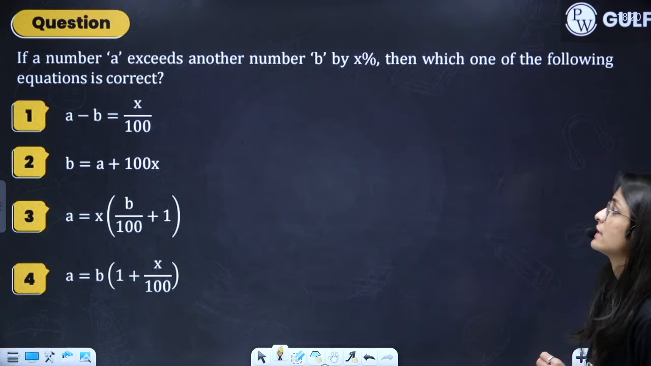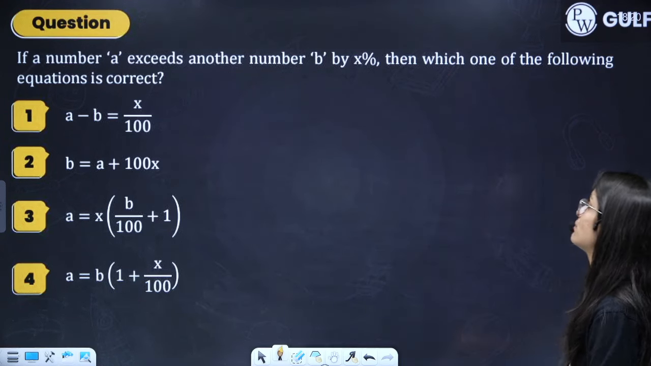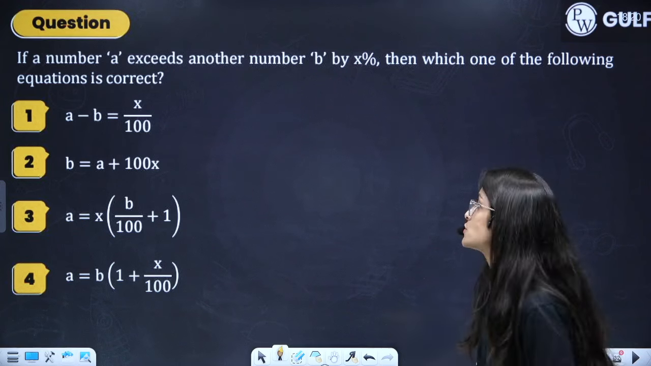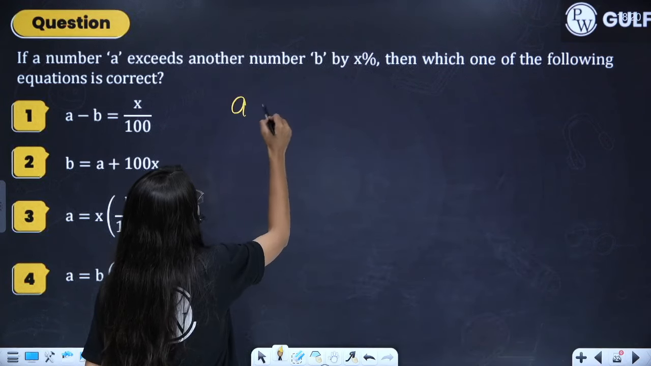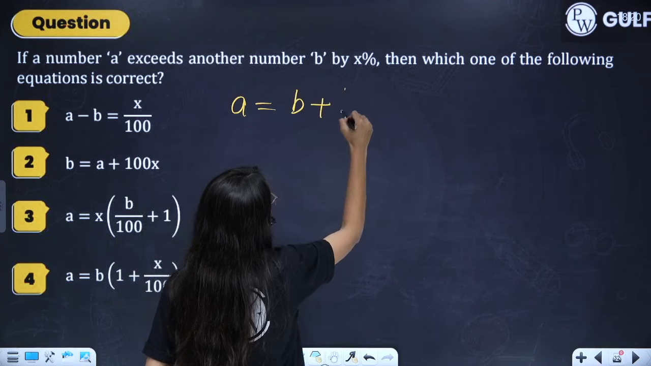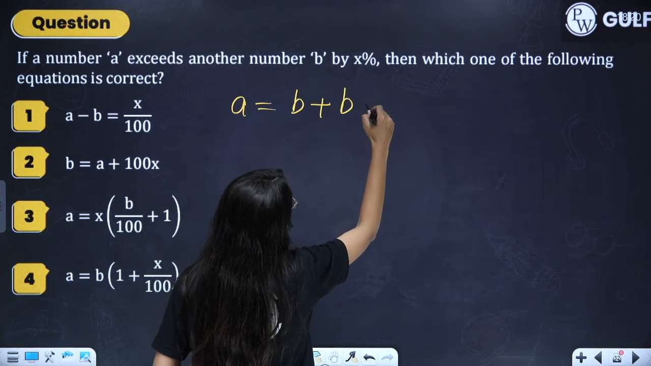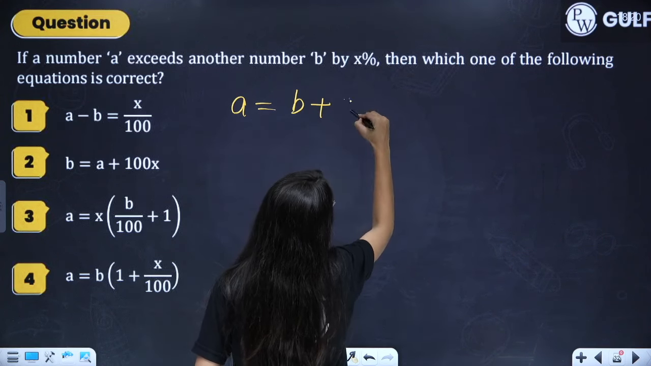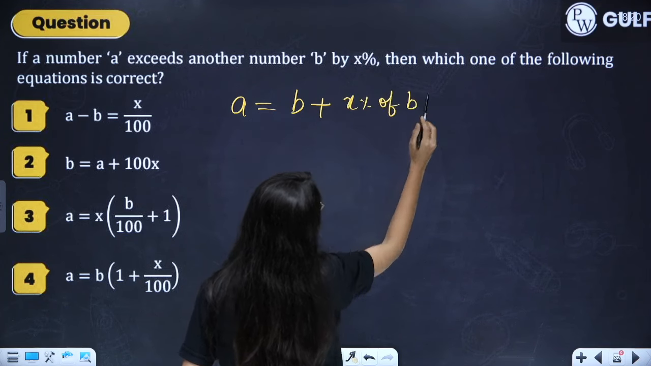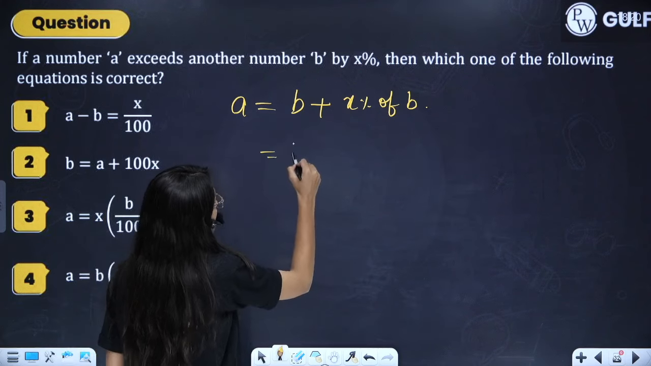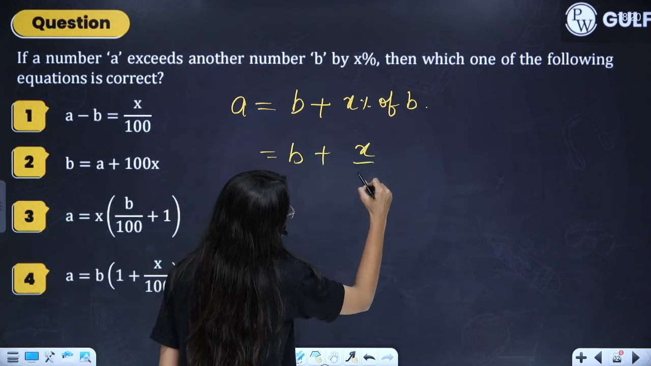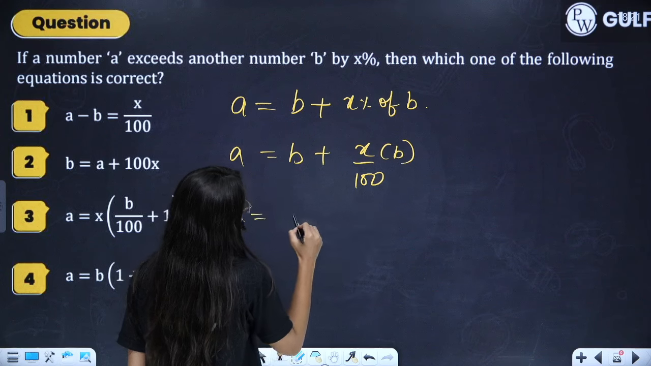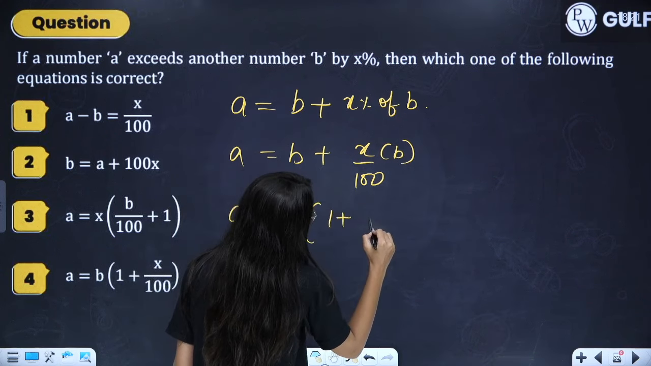Quickly moving forward to the next question. If a number A exceeds another number B by X%, which of the following equations is correct? So here, can I write it as A is exceeding B by X percent of B. So I'll write it in the form of B plus X by 100 of B. Take B common. What will I get? 1 plus.